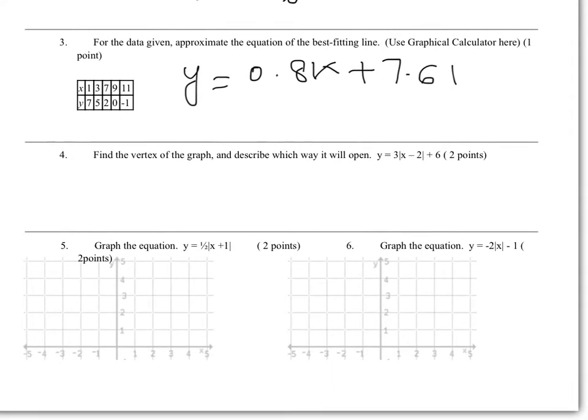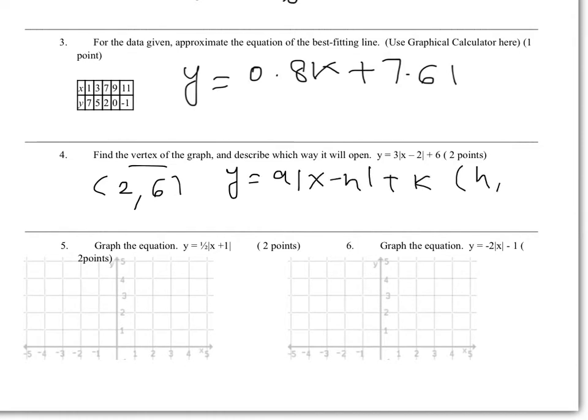It says find the vertex of the graph. The vertex of the graph is 2, 6. Remember, the vertex of the graph comes out from this. Here the vertex of the graph is h and k. Now look at the a. A is positive, therefore it opens up.